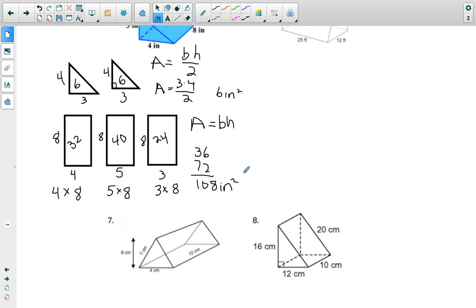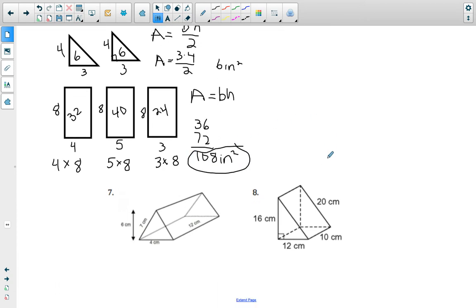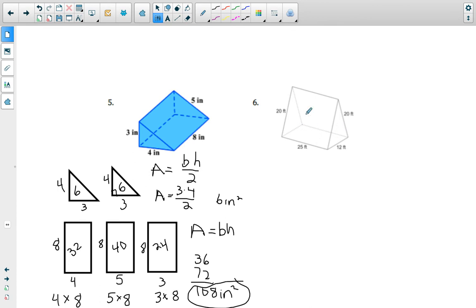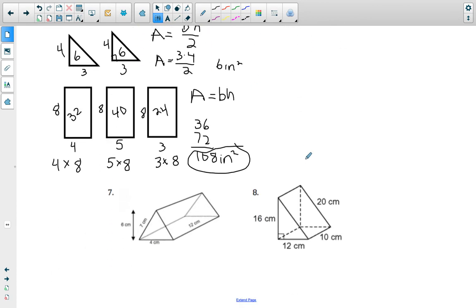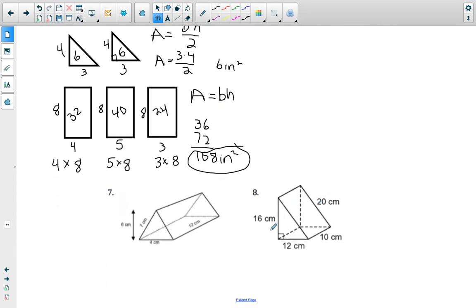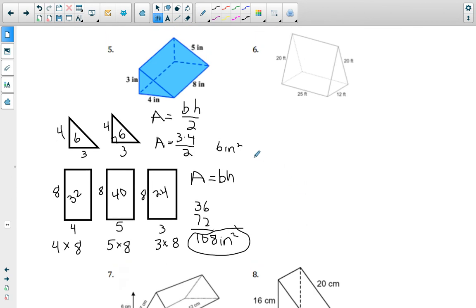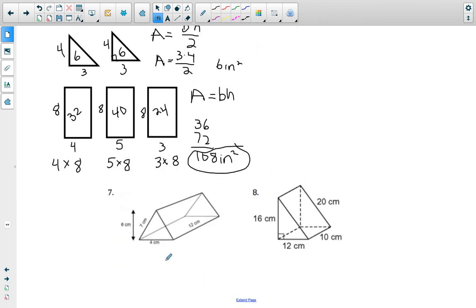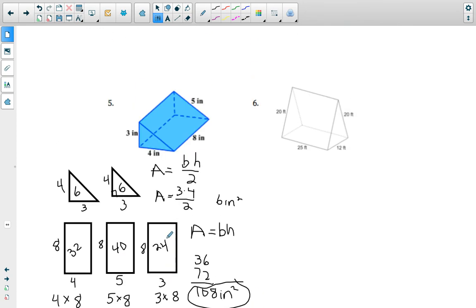No, that's a 0, not a 6. Now that one, that's that one. This one, 2 triangles, 3 rectangles. This one, 2 triangles. This one's just similar to this one. They're right triangle bases, 3 rectangles. All 3 of these are triangular prisms. This is also a triangular prism.